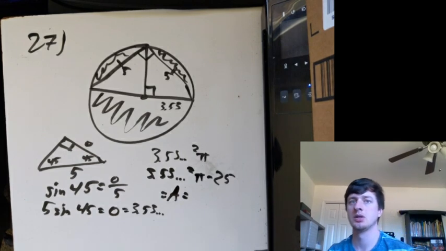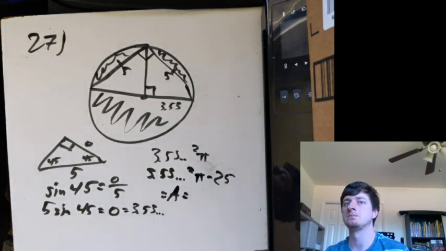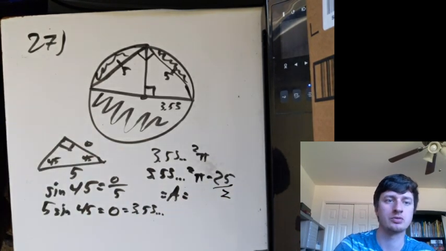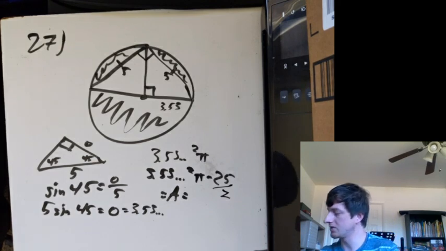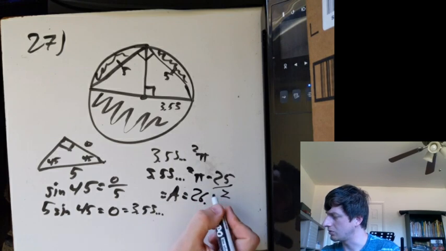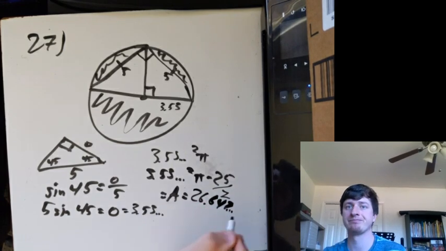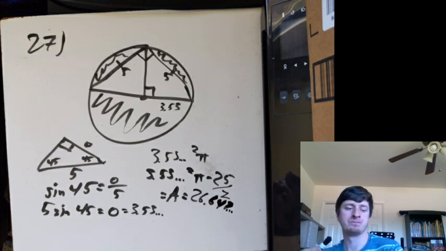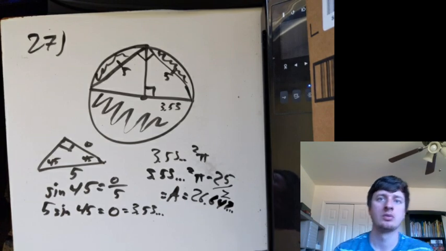So the total area. No, not 25. I'm sorry, you have to divide this by 2. Like that, that doesn't make sense. 26 points, approximately. We rounded some things.